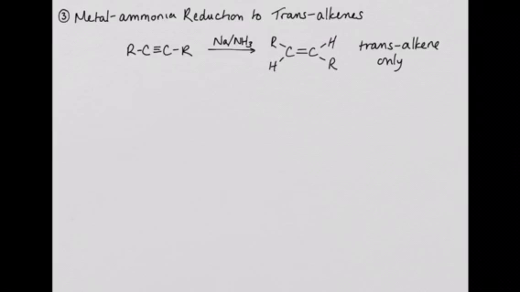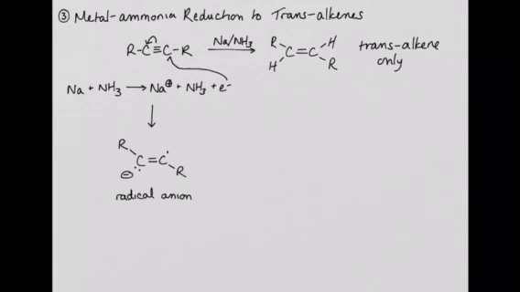When sodium is dissolved in liquid ammonia, the sodium releases electrons. These solvated electrons add to the alkyne in a one-electron mechanism. In the first step, the electron adds to one of the carbons of the alkyne to produce a radical anion. It is this step that determines the stereospecificity of the reaction. This radical anion is most stable when the R groups are trans. In other words, it is most stable when the largest groups are furthest apart.